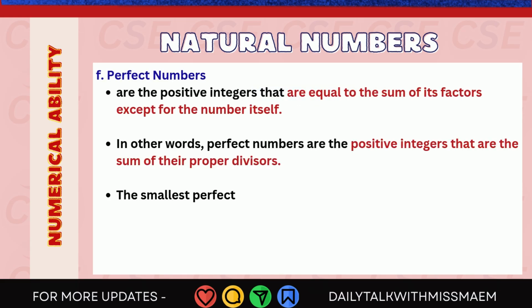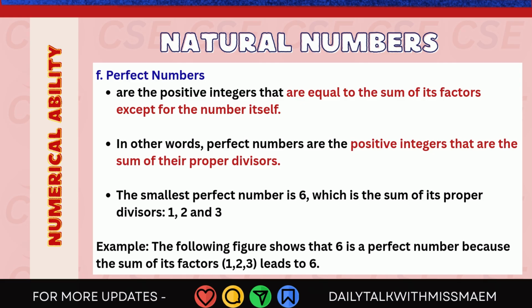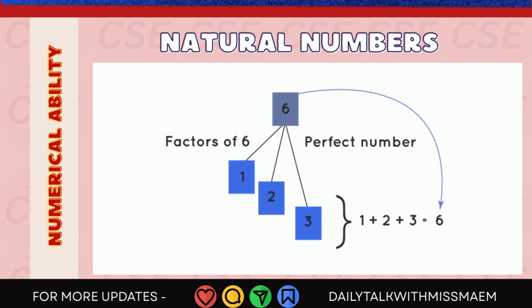Perfect numbers are rare gems, they equal the sum of their proper factors. Like 6 equals 1 plus 2 plus 3. Perfect numbers are the positive integers that are equal to the sum of its factors except for the number itself. In other words, perfect numbers are the positive integers that are the sum of their proper divisors. The smallest perfect number is 6, which is the sum of its proper divisors, 1, 2 and 3. Example. The following figure shows that 6 is a perfect number because the sum of its factors, 1, 2, 3, leads to 6.